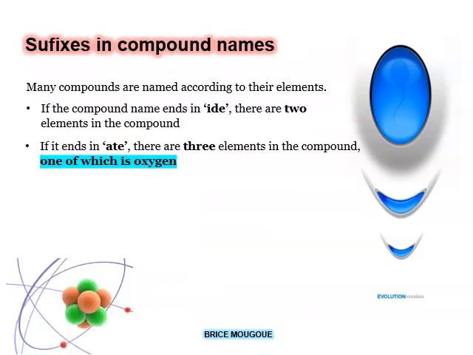In the same way, words have prefixes, which are groups of letters which come in the first part of the main word, and suffixes, groups of letters which come at the last part of the main word. So compounds also have suffixes. And remember, compounds are named according to the elements that are contained in that compound. So if the compound name ends in "ide", it means there are 2 elements in the compound. And we said earlier, if it ends with "ate", it means there are 3 elements, and one of these elements should be oxygen.